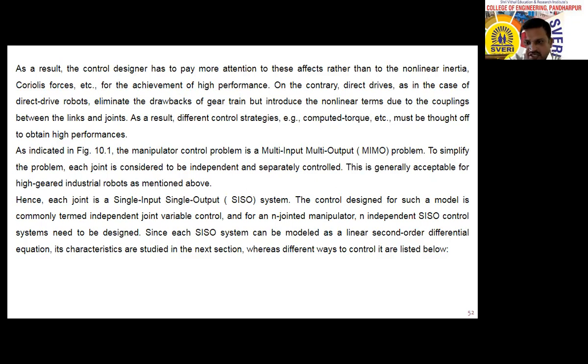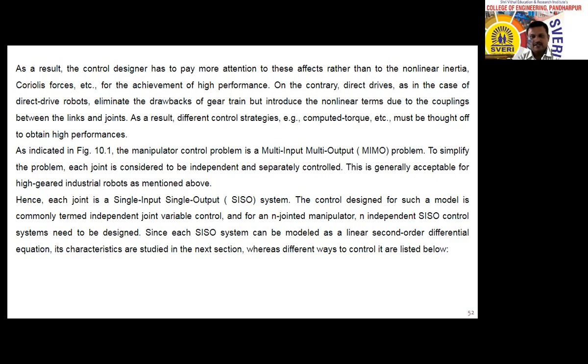On the contrary, direct drives, as in the case of direct drive robots, eliminate the drawbacks of the gear train but introduce non-linear terms due to the couplings between the links and joints. As a result, different control strategies, for example, computed torque, etc., must be thought of to obtain high performance.